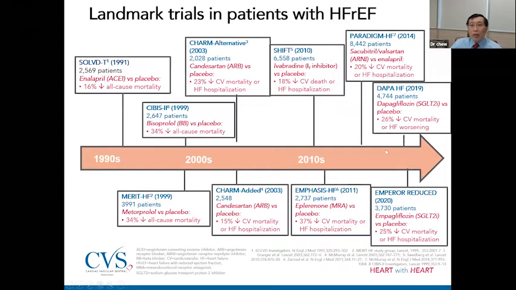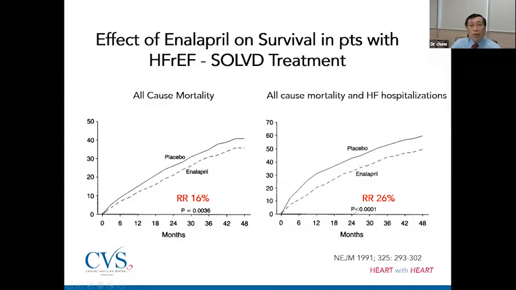And I will touch a little bit more on these last two trials, which used the diabetic agents dapagliflozin and empagliflozin in patients with heart failure with reduced ejection fraction. This is quite recent: one in 2019, last year, and the other, the trial results were announced last month. So let's briefly review the first class of agents, the ACE inhibitors.